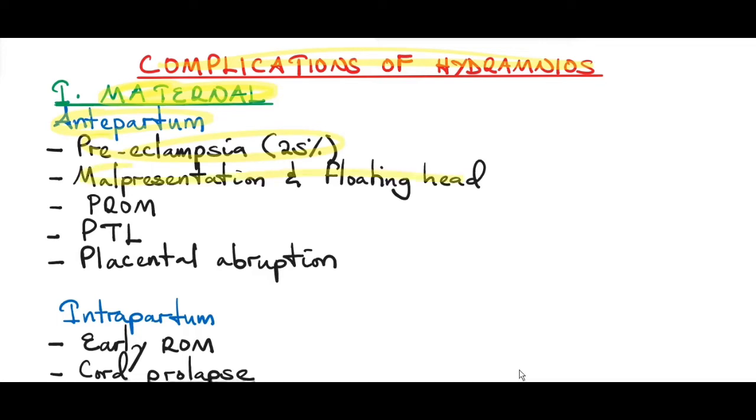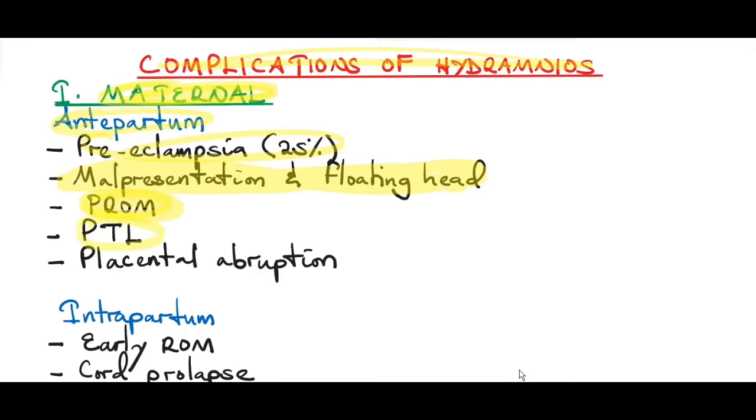You have malpresentation and floating head. Of course, there's too much amniotic fluid in the amniotic sac. So you have malpresentation and floating head. It's like a swimming pool for this baby, eh? You can have premature rupture of membranes. In premature rupture of membranes, this is because the too much amniotic fluid causes too much pressure on the amniotic sac. So this too much pressure can actually cause tears in the amniotic sac. So you can end up with premature rupture of membranes.